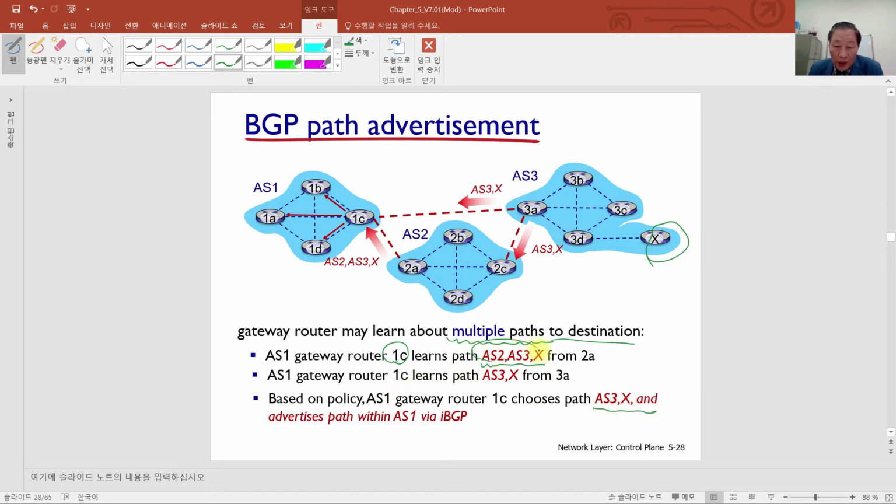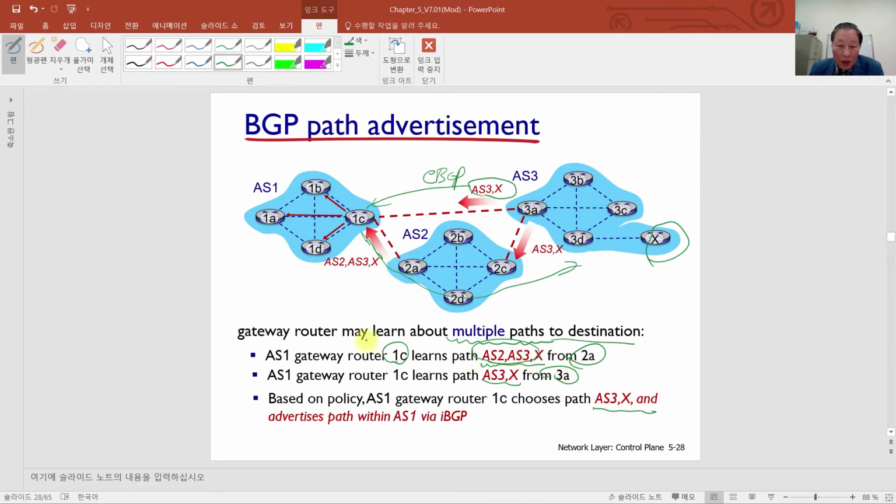Okay, we are looking at this one. From 2A, one path is given, and this one can be used like that. And another one: that information was given from the 3A gateway of autonomous system 3, AS3 X. That reachability information is given using the external BGP protocol. In this case, as we learned already, the eBGP protocol.